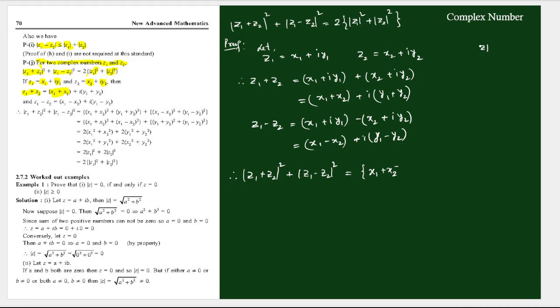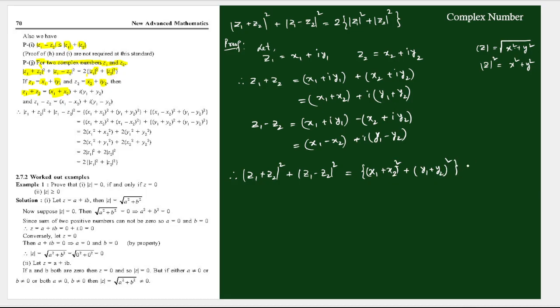Modulus of z is root over x square plus y square. Then modulus of z square will be x square plus y square. So from here it comes this one. Modulus of z square, the root goes away, only x square plus y square remains.